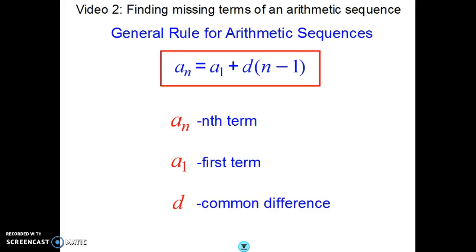So here we can see the general form for an arithmetic sequence. This rule lets us find the nth term of an arithmetic sequence as long as we can fill in the first term and the common difference. And I already kind of defined these for you, but here's what each of those pieces in the formula means. a sub n is the nth term, a sub 1 is the first term, and d is the common difference in the arithmetic sequence.